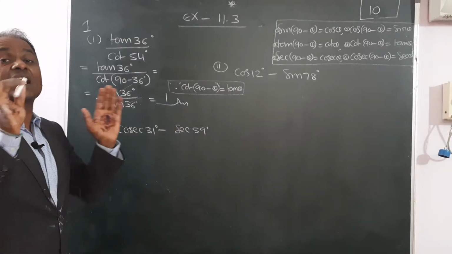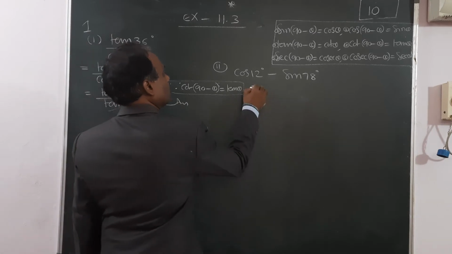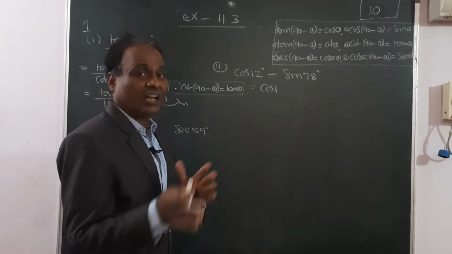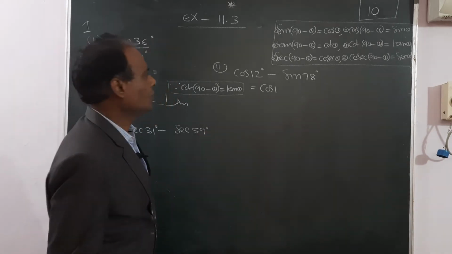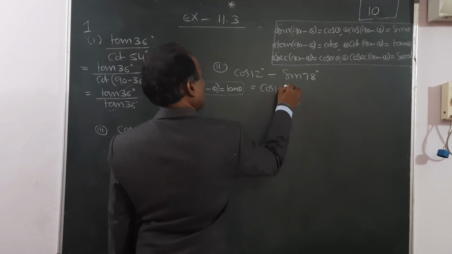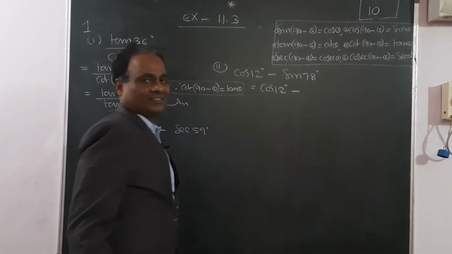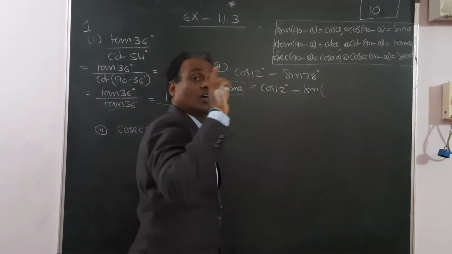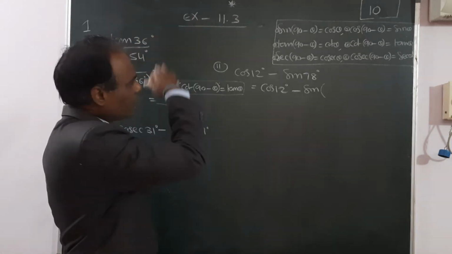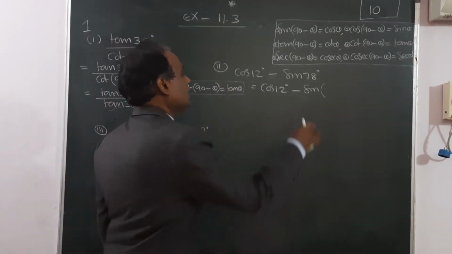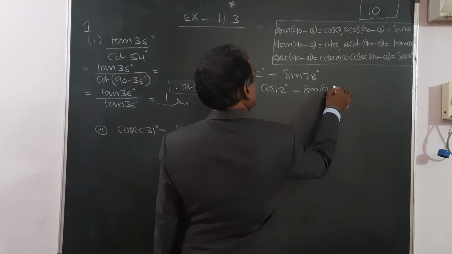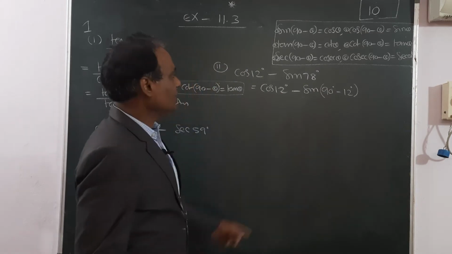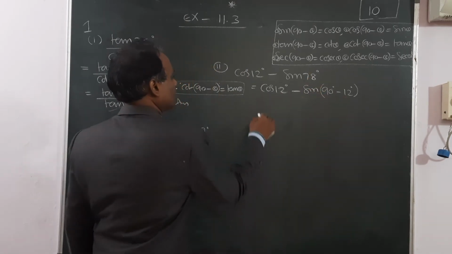Same concept, using the complementary angles formulas. Now, how to simplify this? I will change both into either sine or cosine, any one. So, let us keep the first one the same. I am changing the second one. Any one you can change. So, 78, using the concept of 90 degrees. Always in all the problems use the concept of 90 degrees. 78 can be written as 90 minus 12. What is 90 minus 12? 78 only. 90 minus 12 is 78.